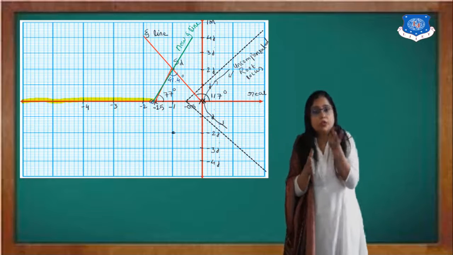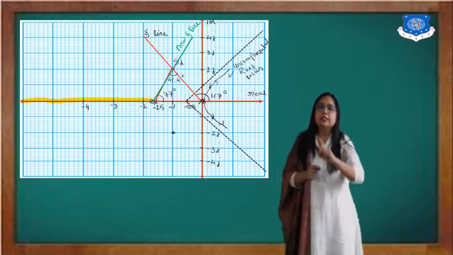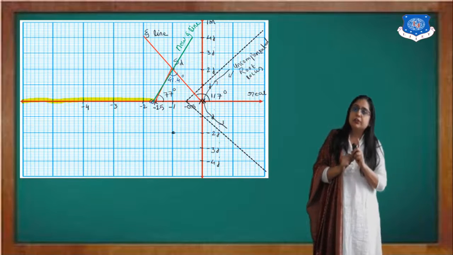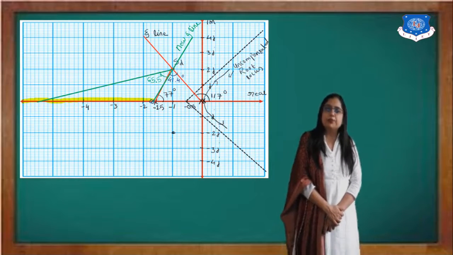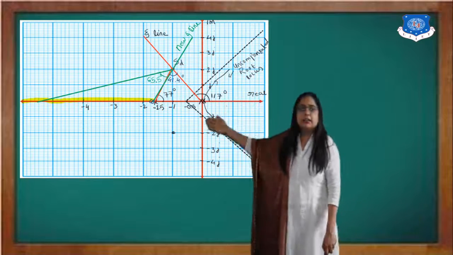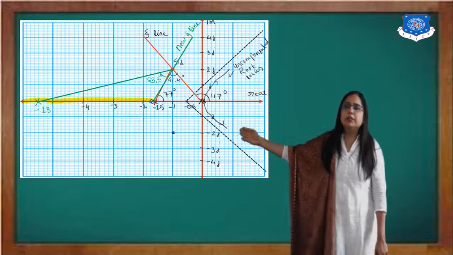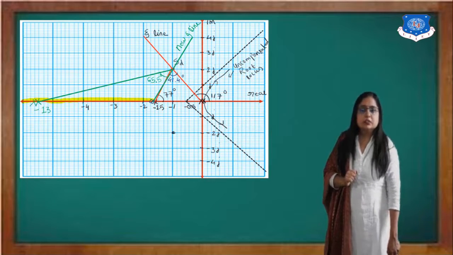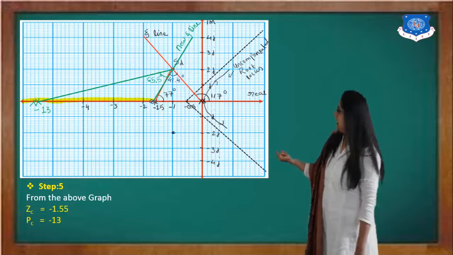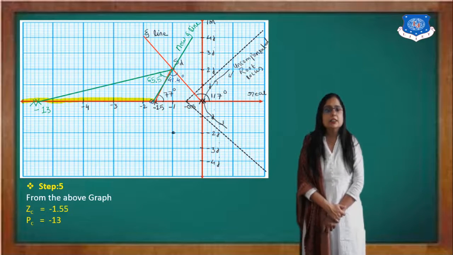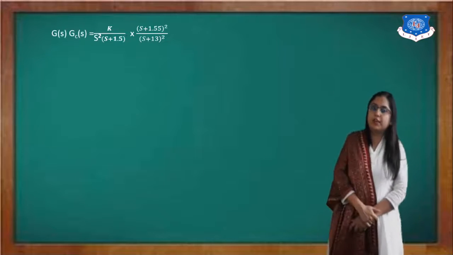Now this has become my new zeta line. To draw the phi p, I will put my protractor on the new zeta line with the center at SD, and you have to draw the angle of phi p like this. This angle is 65.5. Whenever you extend that line and it intersects my real axis, that becomes the pole, like this, minus 13. So here the location of ZC is minus 1.55 and PC is minus 13.